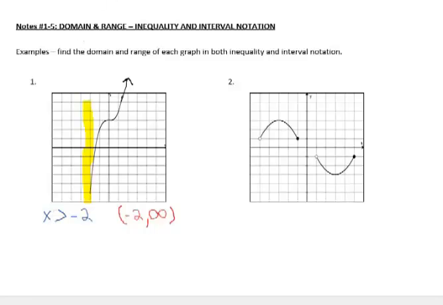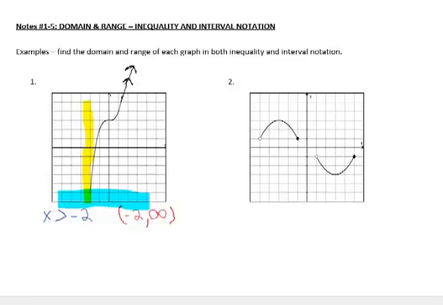Now let's look at range. Remember, range, we read the graph from bottom to top. So from the bottom, this is where my graph starts. And same situation, that arrow going up and up and up means there is no stopping point up at the top. So on this one we can't close it off with a highlighter.